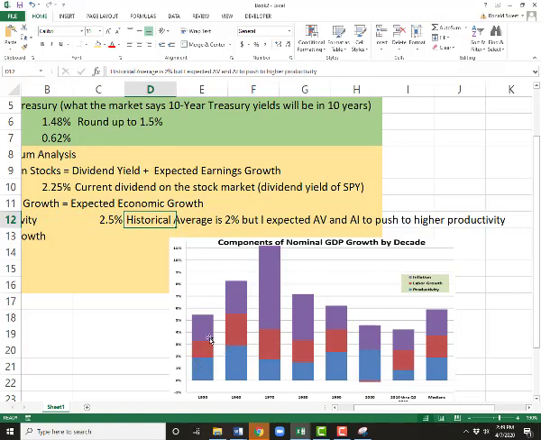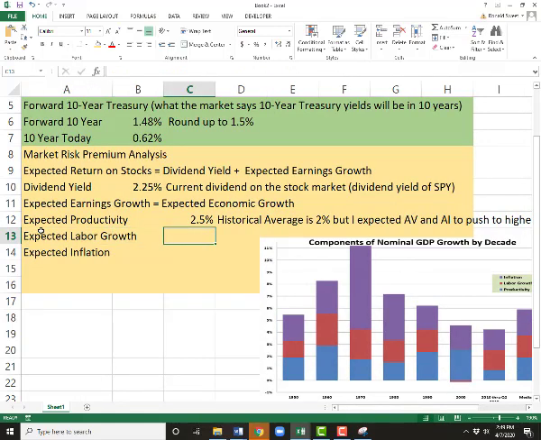But look at this. You can notice here the best decade we've ever had for productivity is 3%. We had about 2.5% in the 2000s. We've had very low productivity the last 10 years, but the average over the long term has been about 2%. So I'm going to think that makes sense.